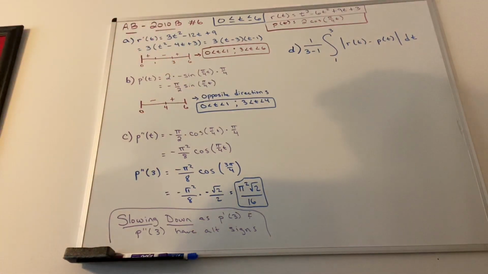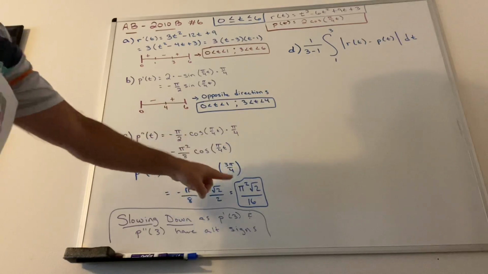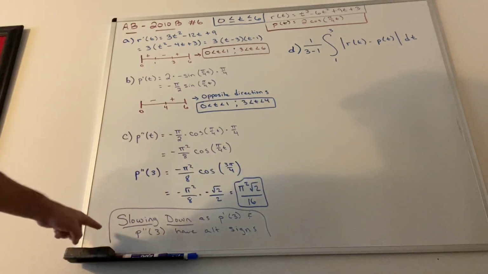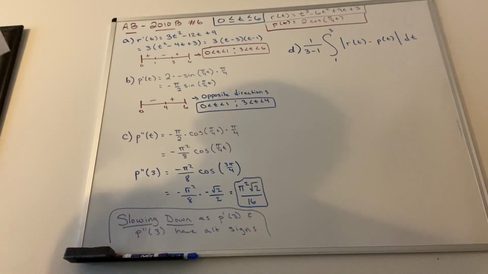Okay, and so now we're just comparing signs, right? So the velocity at time 3 was negative. The acceleration at time 3 is positive. So this thing's slowing down. And then part D, write but do not evaluate an expression for the average distance between the two particles on the interval between 1 and 3.